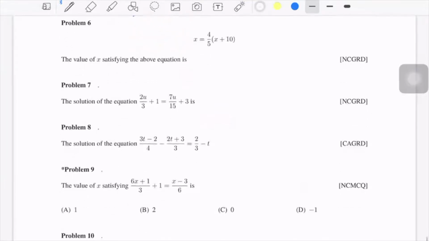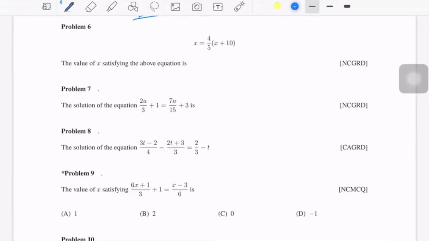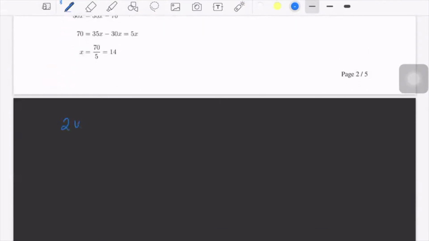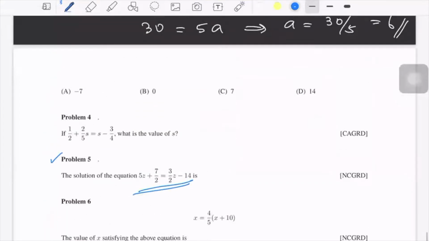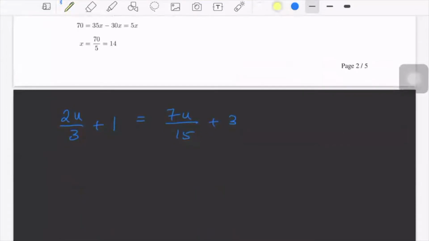Next question. The solution of the equation, we are doing number 7. 2u divided by 3 plus 1 is equal to 7u divided by 15 plus 3. So you can deal with fractions right away.